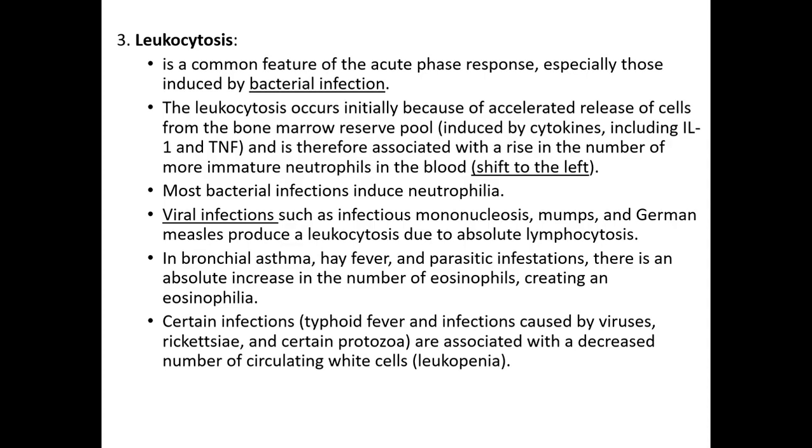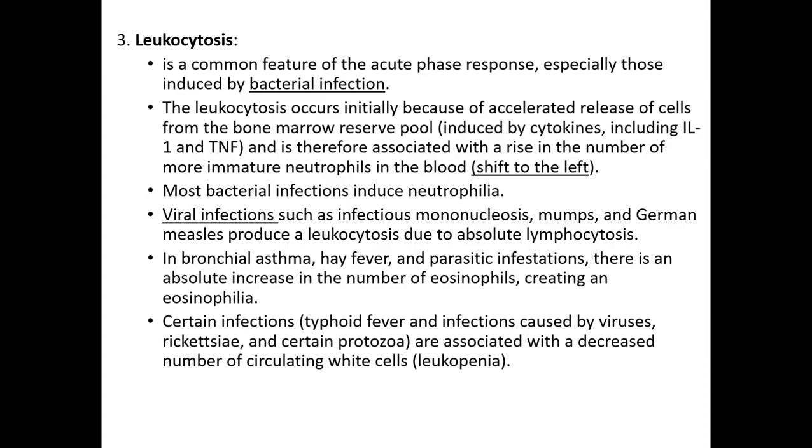and this we call shift to the left. Most bacterial infections induce neutrophilia, which is an increase in neutrophils in the blood, while viral infections like infectious mononucleosis, mumps and German measles produce leukocytosis due to absolute lymphocytosis. In bronchial asthma, hay fever and parasitic infection, there is an absolute increase in the number of eosinophils, creating eosinophilia. So viral infection causes lymphocytosis, bronchial asthma causes eosinophilia, and bacterial infection causes leukocytosis, meaning neutrophilia. All these are manifestations of leukocytosis for each type of infection.